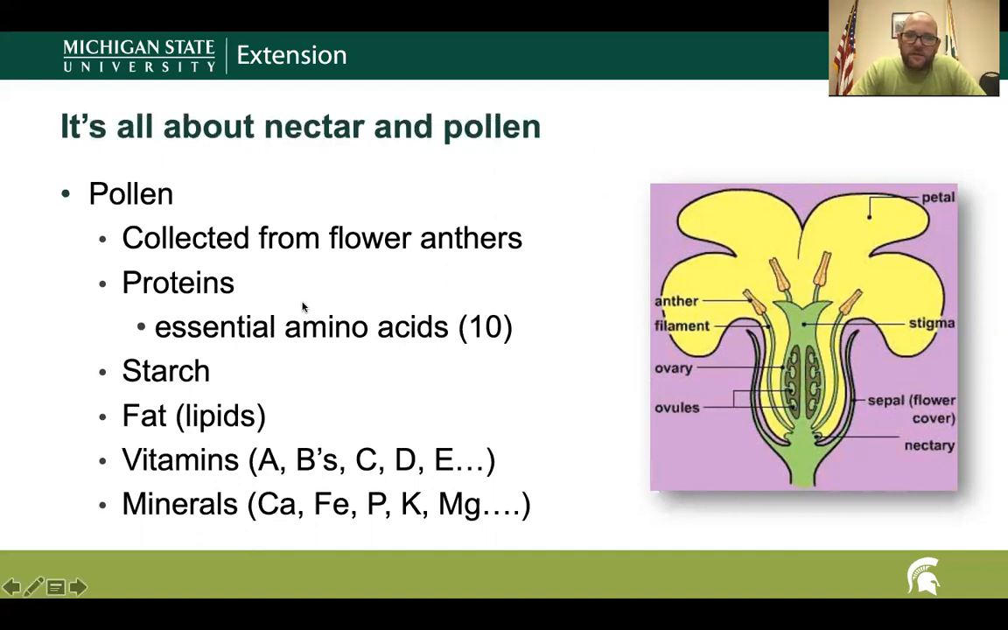So we've got proteins in the pollen. We've also got things like starch, fat in the form of lipids, lots of vitamins, and then a lot of minerals as well. So pollen is a really, really important component of bee diet, and it needs to have a full complement of these other things to it. So it needs to have the starches, it needs to have vitamins and minerals, and those amino acids are very important when it comes to quality pollen. So like I said a little bit earlier, not all floral resources are great for honeybees, and how complete of a profile pollen has based on these attributes will determine how good of a resource it is for your bees.